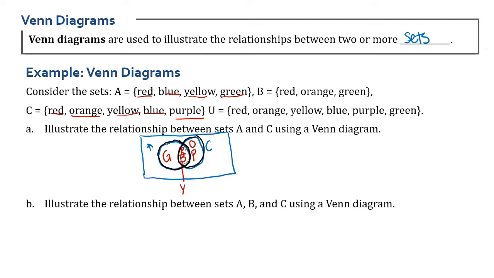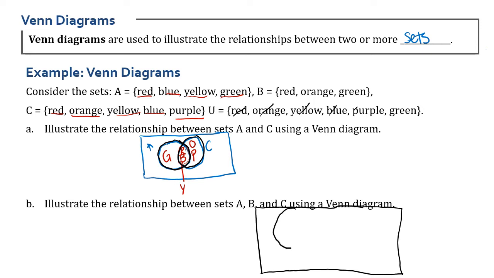Okay, so now if I'm having to illustrate the relationship between set A, B, and C using a Venn diagram, this is going to be a bigger one. Oh, and you know what? The one thing I'm missing is this rectangle is the universal set. So we have to also say the elements that are in the universal set that are not in A and C. So let's see if there's any of those that are missing. So red I've taken care of, orange, yellow, blue, purple, green. So actually we're okay.